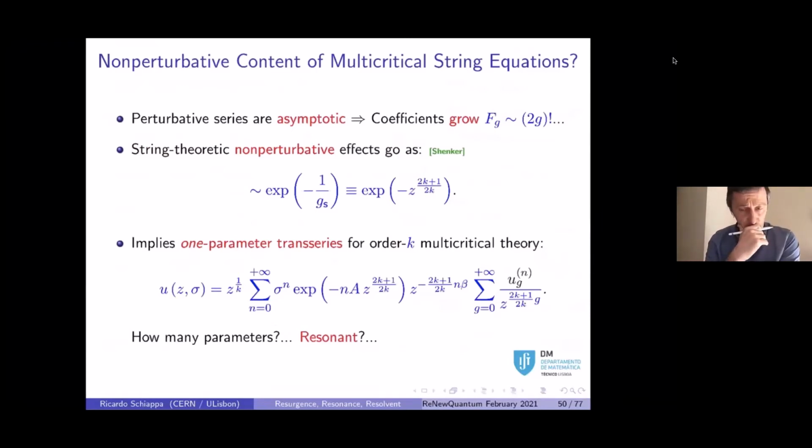It's actually not terribly hard to guess, because we know that string theoretic non-perturbative effects should go as exponential of minus 1 over g_s. These are basically D-brane contributions, which in terms of the variable z for the arbitrary k theory can be written like that. That's just the scaling that z has to satisfy to give you back g_s. So the first thing you could guess is that maybe there's a 1-parameter trans-series for the order k multicritical theory. That should look the way that I've written here. There's just some adequate z to the 1 over k normalization. There's a 1-parameter sigma. Then there's the instanton action A.